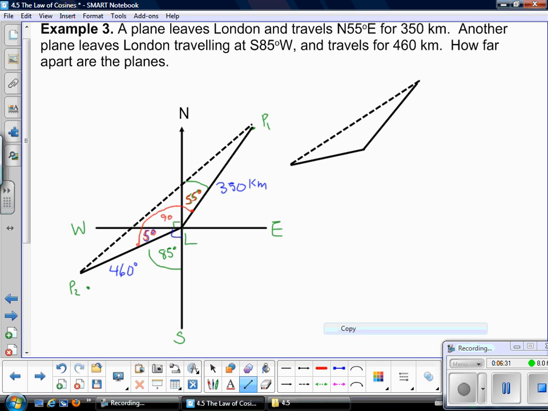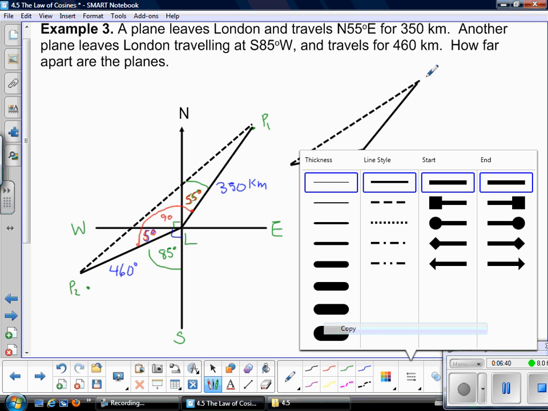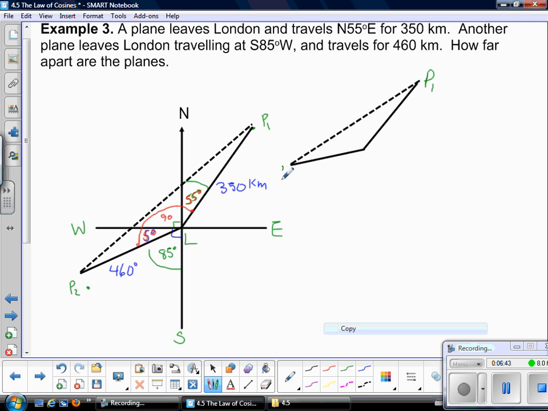So going to this triangle and transferring my information that I do know, I know that I have P1, P2, this is London, this was 350, this was 460, and we discovered that this angle in here is 150 degrees. And the reason it's 150, if you want to put it in brackets so you remember, it's 55 degrees plus the 90 plus 5 degrees. That's where we got it from.